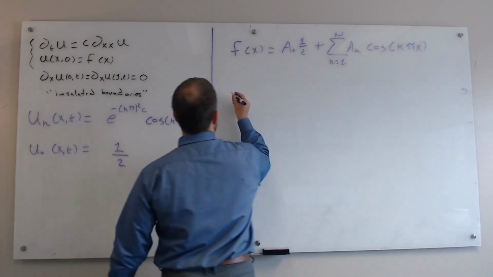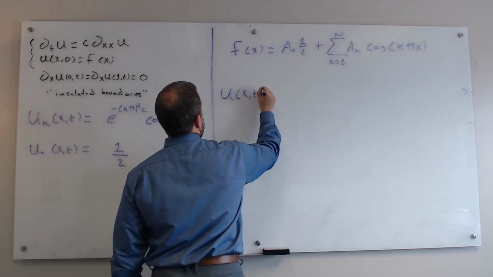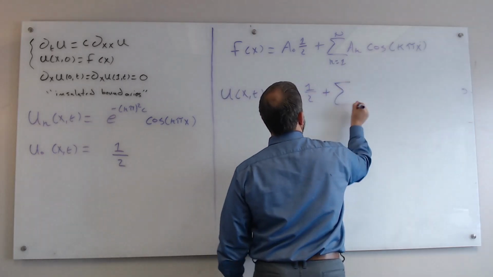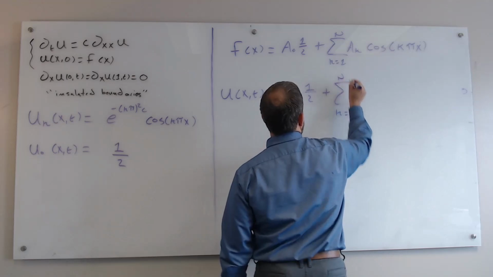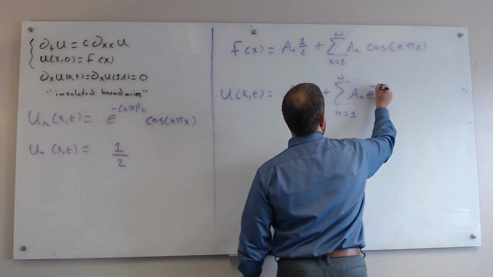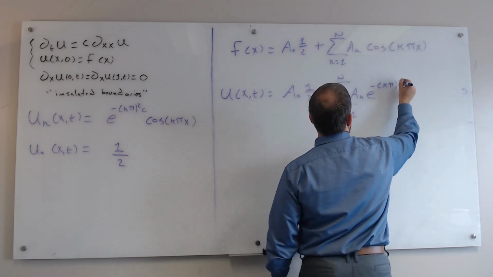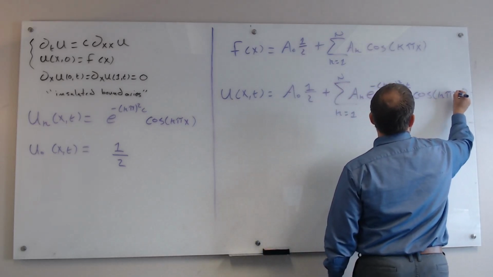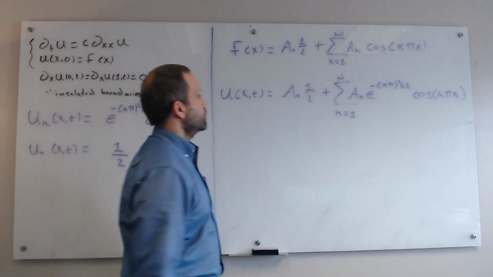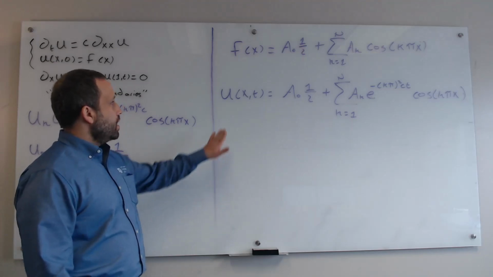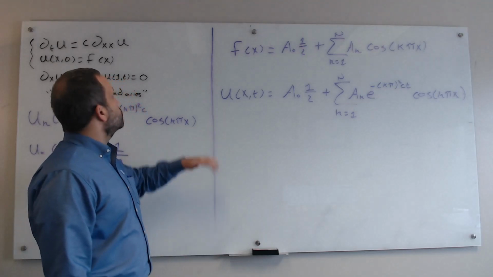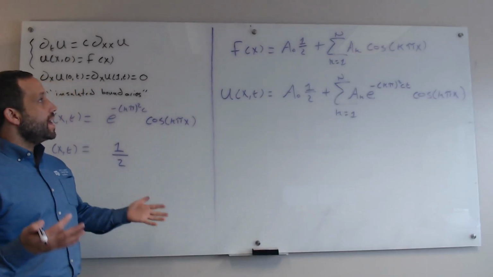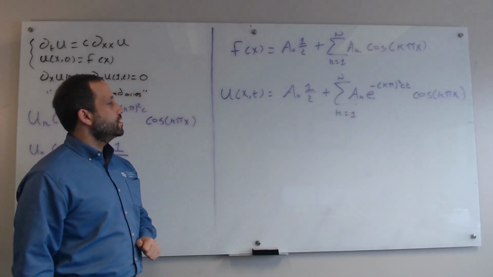Well, in this case we can define u of x,t to be equal to a0 times 1/2 plus the sum k equals 1 to n of ak e to the minus k pi squared ct cosine k pi x. Does this satisfy everything? Yes, it satisfies the PDE, the boundary conditions, and if you set t equals 0, you get the initial function. So this works if we know that f of x can be written as a sum of these cosine functions.